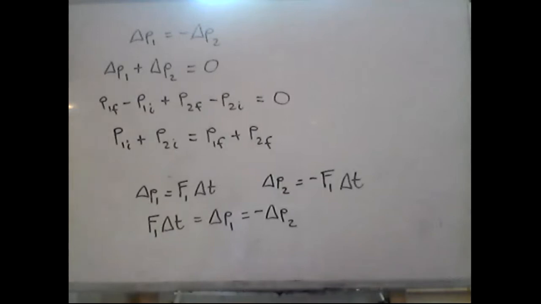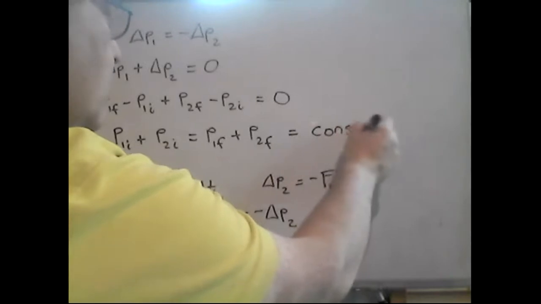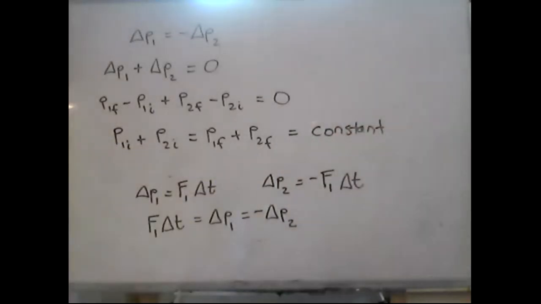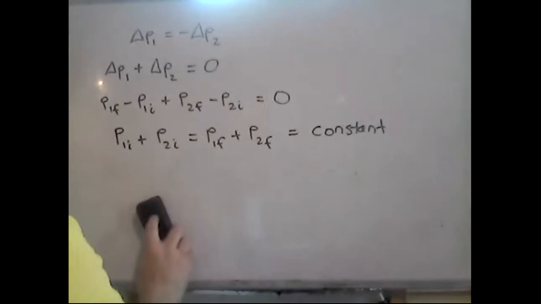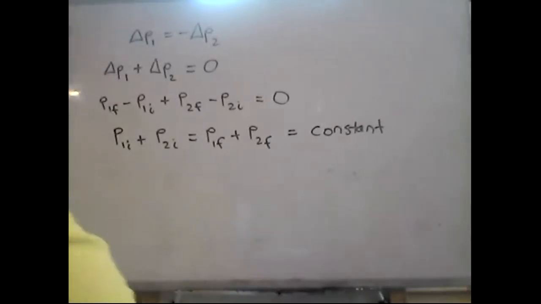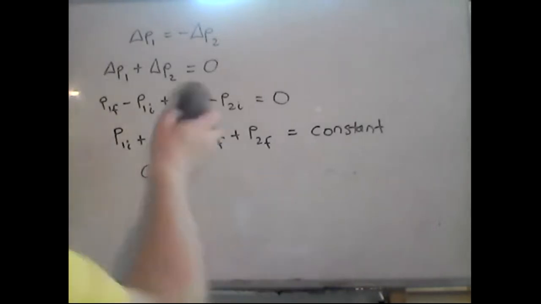What that says is if I add momentum, the total momentum of my system will remain constant. They always will add up to the same momentum. This is called the conservation of momentum. So we have derived the conservation of momentum.